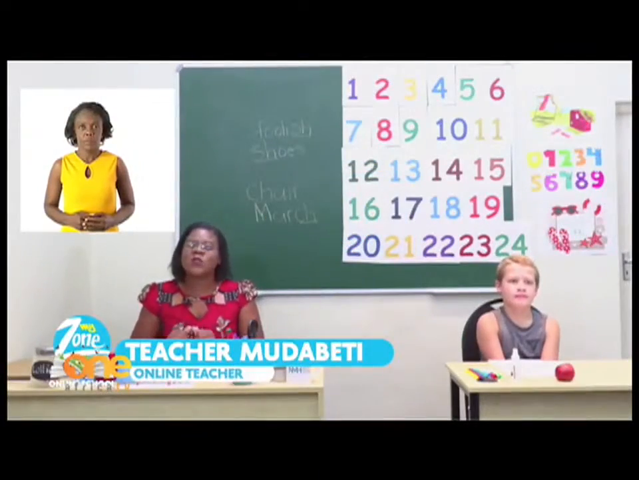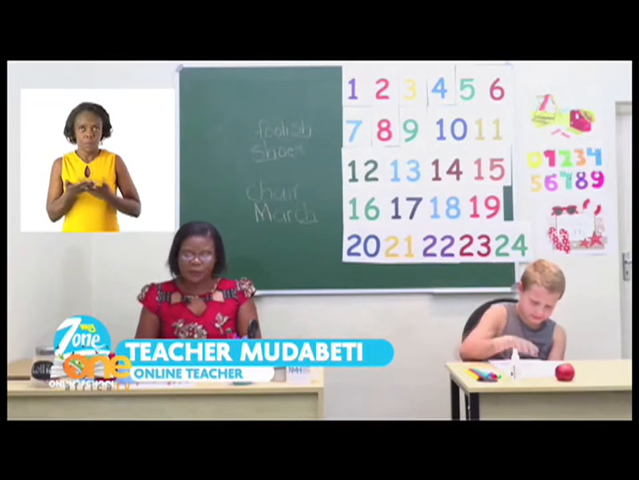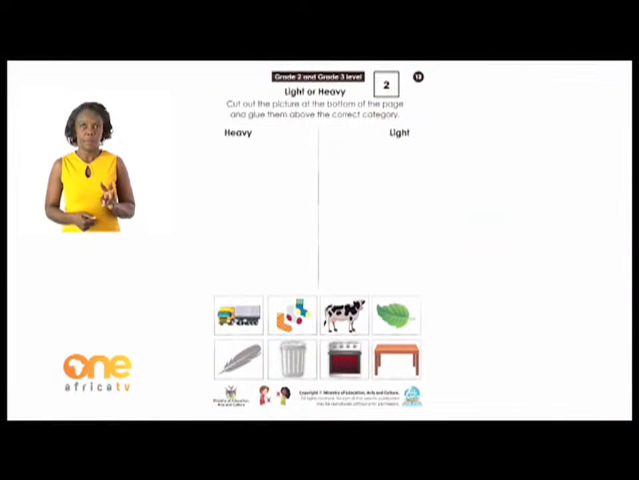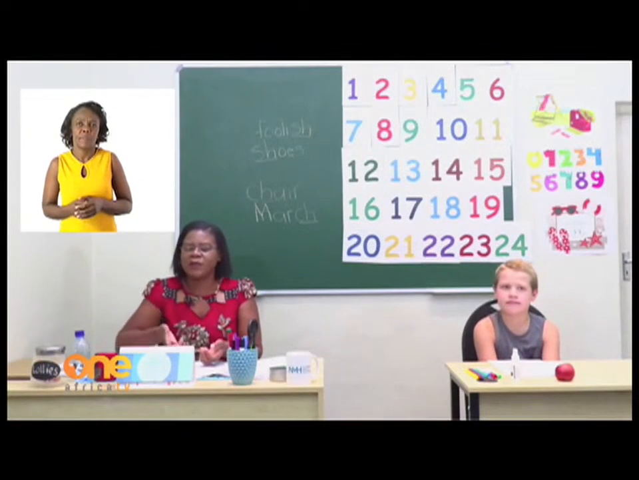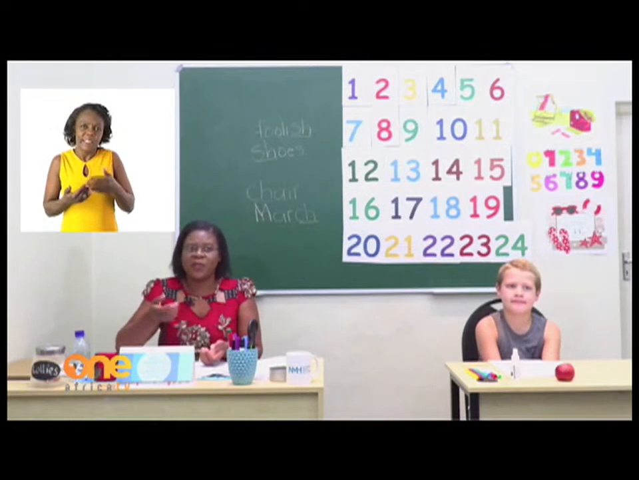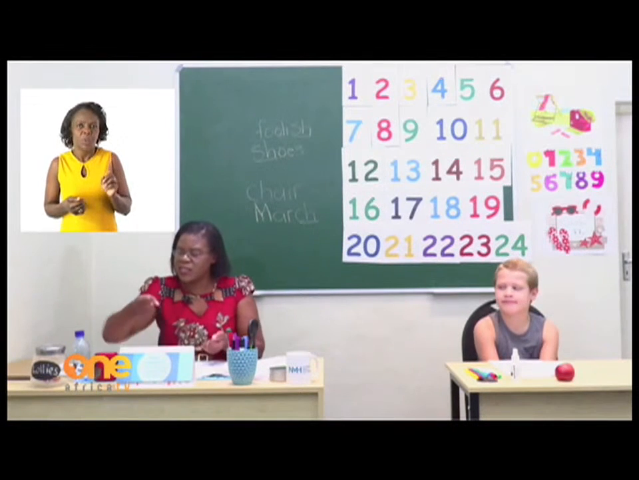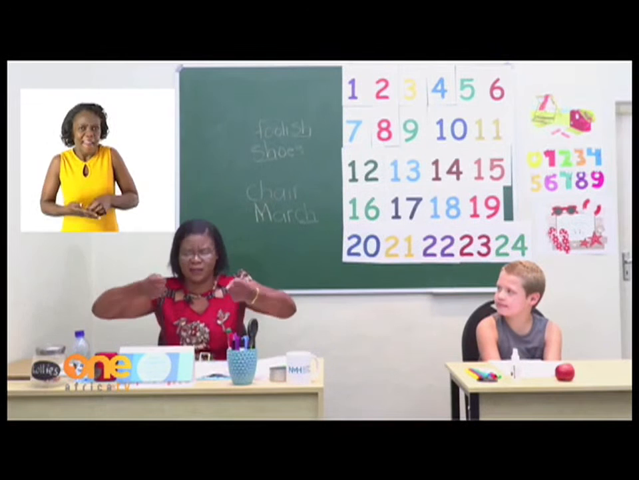Okay, children, let's go to page 13. All right. On page 13, we are going to identify the heavy objects and the light objects. Before we start to identify and sort them out, we are first going to know what is heavy and what is light. Something which is light means it does not have much weight. I can lift it without having to struggle. But something which is heavy, I have to use my muscles.